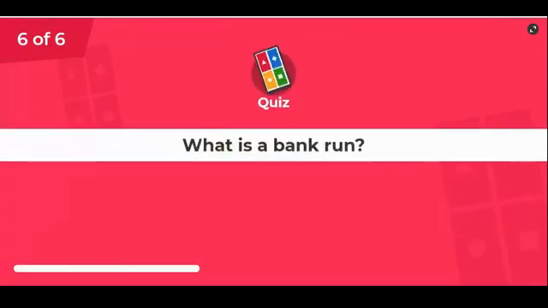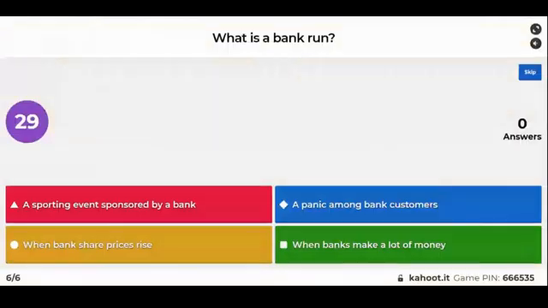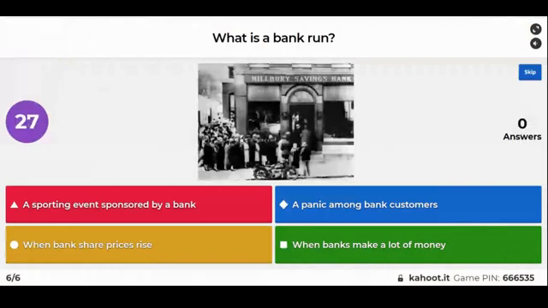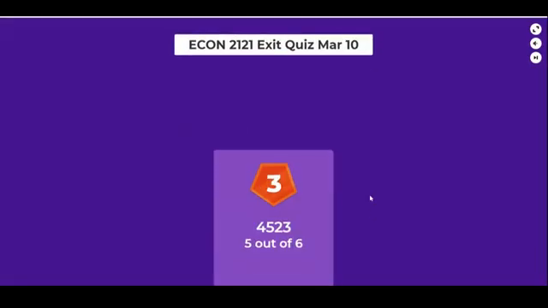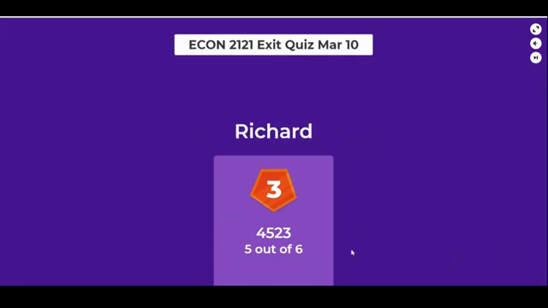And last question. What is a bank run? A sporting event sponsored by a bank? A panic among bank customers? Is it when bank share prices rise? Okay. It's not. It's a panic among bank customers. Very good. It's not a sporting event. All right. Very good. Let's see how we did.